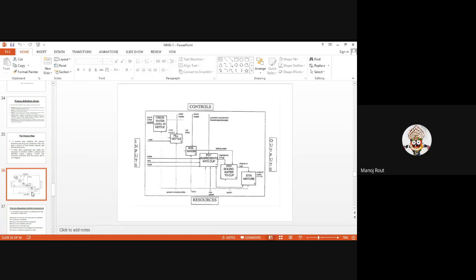From the resources point of view, a person to make the coffee, kettle, cup, spoon, these are known as resources. From the control point of view, this is water supply, power supply, customer requirement, housekeeping budgets, that's all. And in case of inputs, for a cup of coffee you need water, coffee, milk, and sugar. So this is the whole schematic of a process map for making one cup of coffee.